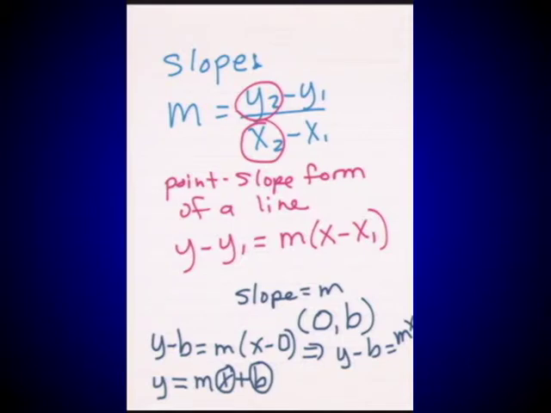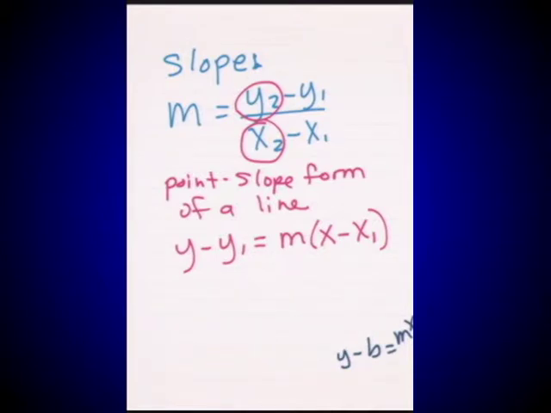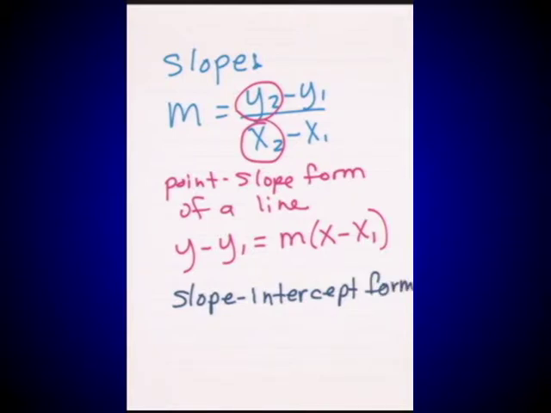So let's add this to our list of formulas that we have now. This is the slope-intercept form of a line: y equals mx plus b.